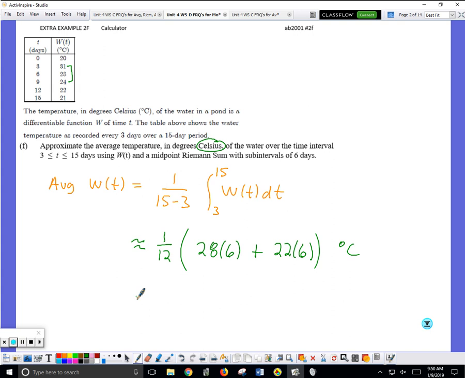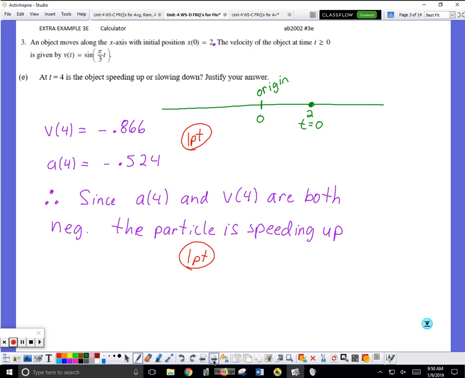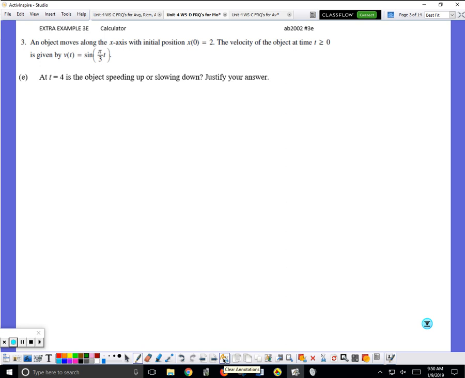Next thing. So go to the next extra example, which is extra example 3E. You want to practice reading the AP test slowly and carefully, stopping at commas and periods. So it says an object moves along the x-axis with initial position x of 0 equals 2, and then there's a period. So someone, raise your hand, I'll call on you. Earn some extra credit for explaining to the class what that sentence means. Just restate that sentence in your own words.